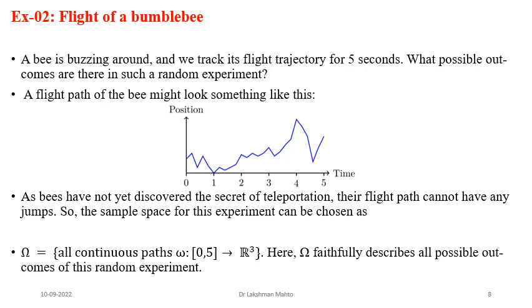Then what would be the sample space? Collect all the paths of the bumblebee. Sample space is the collection of all possible outcomes. So the sample space for this problem is the collection of all continuous functions defined over the interval 0 to 5, where 5 is in seconds. So this is the collection of all continuous maps from the interval 0 to 5 into R3. We observe a 3D path.